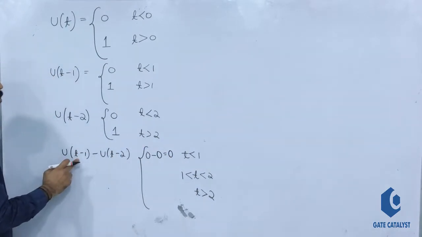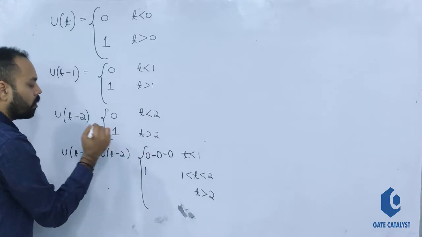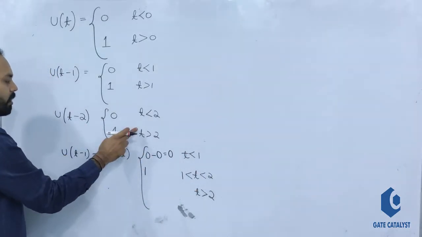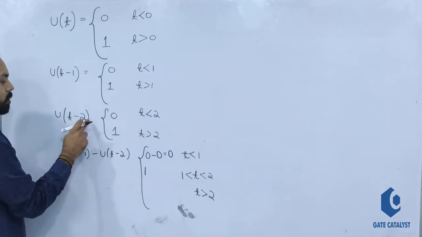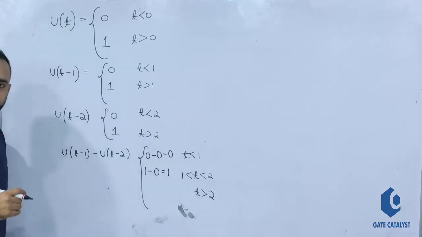So what is the value of u(t-1) when t is greater than 1? The answer is 1. What is the value of u(t-2) when t is less than 2? When t is less than 2, the value of u(t-2) is equal to 0. So 1 minus 0 is equal to 1.